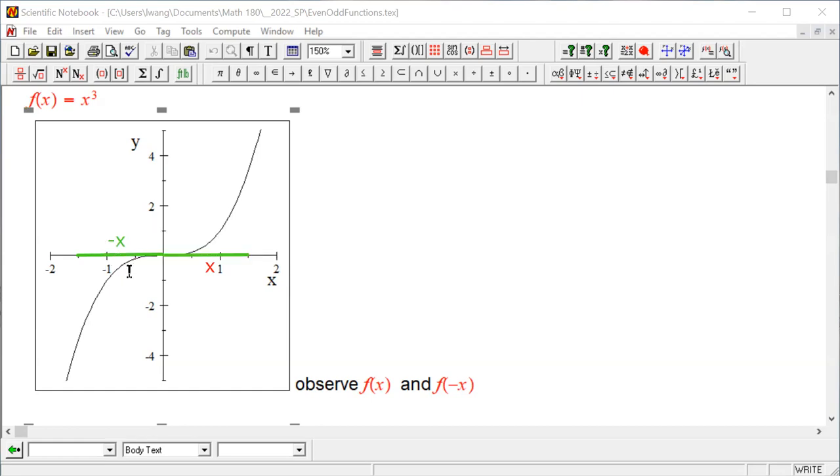So when we raise these two to the power of 3, let's look at the output. The output, they're red. So give me red, please. So this is f of x, which equals x raised to the power 3.